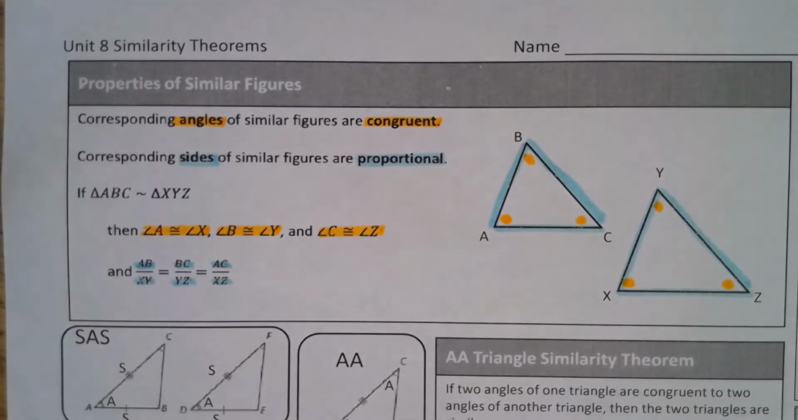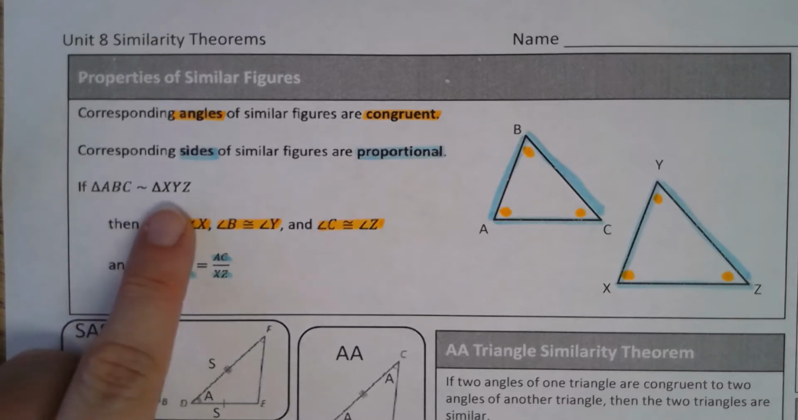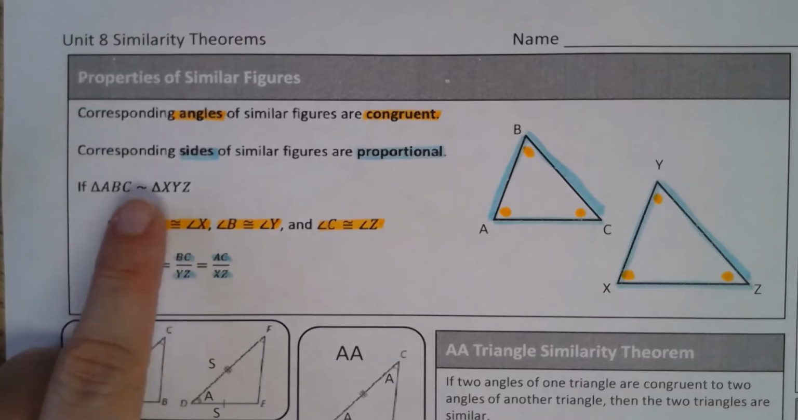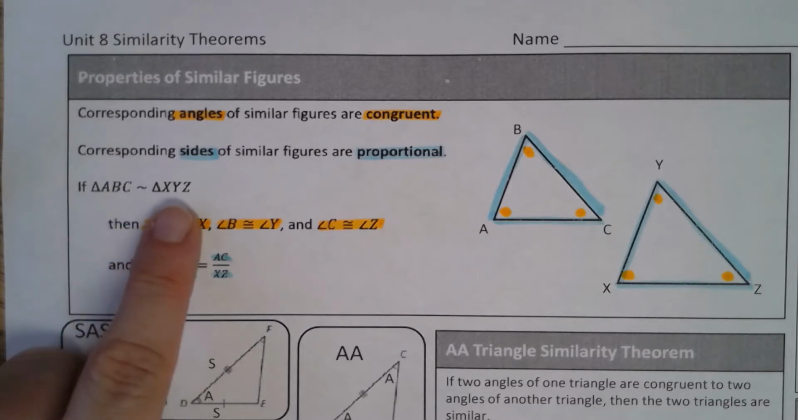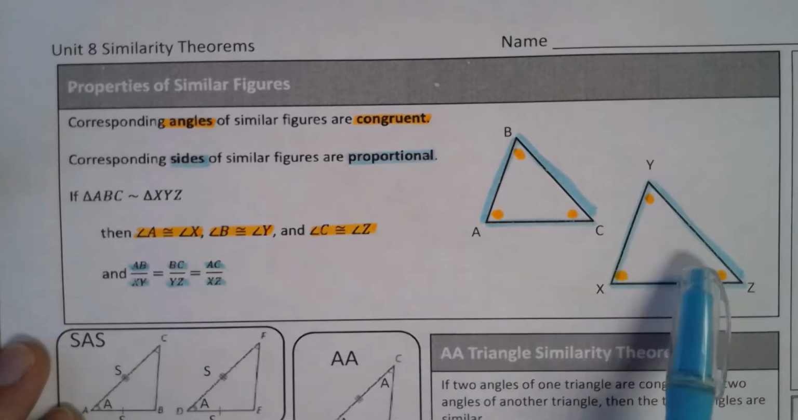So for similar figures, we're going to have corresponding angles that are congruent and corresponding sides that are proportional. And that's going to make our triangles be similar. So here's our similarity statement. Triangle ABC is similar to triangle XYZ. A corresponds to X, B corresponds to Y, and C corresponds to Z, just like our angles and sides did in our picture.